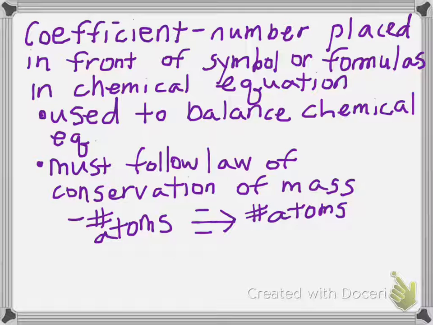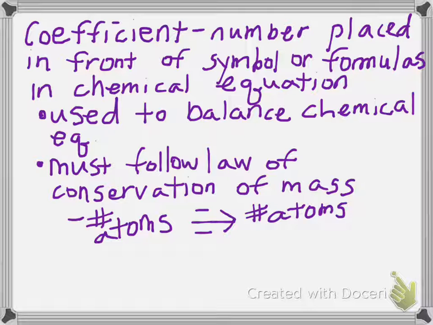To balance a chemical equation, we're going to use a coefficient. A coefficient is a number placed in front of the symbol or formulas in a chemical equation. So this is a whole number that we're going to place in front of our chemical formula. Remember when we talked about writing our skeleton equations, I told you that you would want to make sure you left space in front of your formulas. The reason you need to leave that space is because you may have to put a coefficient there. A coefficient is used to balance a chemical equation.